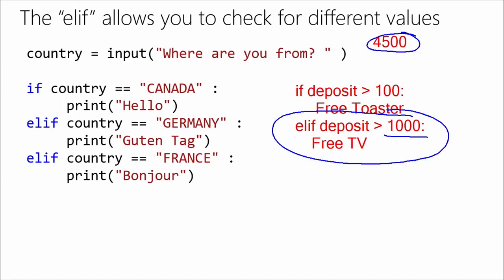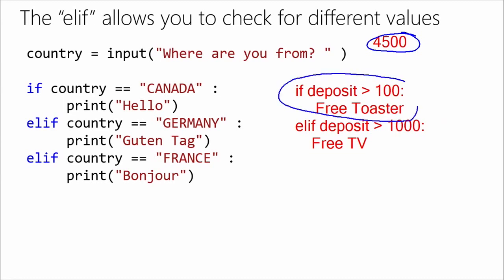Well, which code is going to run? Well, the code that is going to run is going to be that part right there. Why? Well, because 4,500 is greater than 100. So that little bit of code is going to execute, it's going to go down here, and you're going to be stuck with a crummy toaster rather than a brand new TV. So ordering does matter.